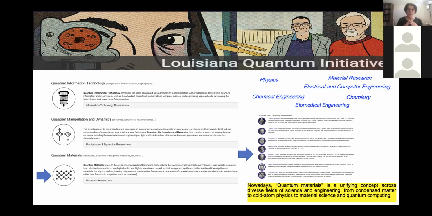And I know this is relevant to you because many of you are not physics majors. Some of you are chemists, many of you are engineers, and many of you are computer scientists. So this is very good. You are in the right place and at the right time. You don't have to be a physicist to get involved in quantum material research. There are plenty of opportunities for all of us.